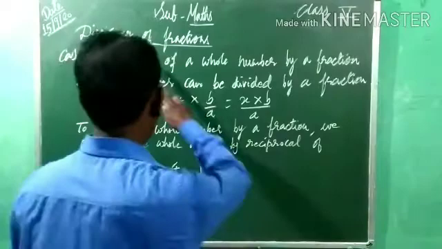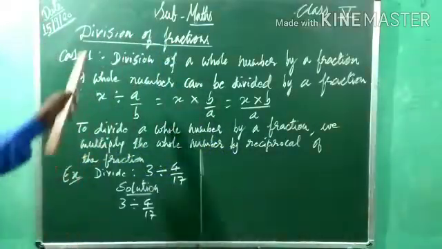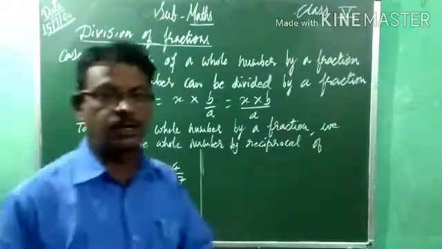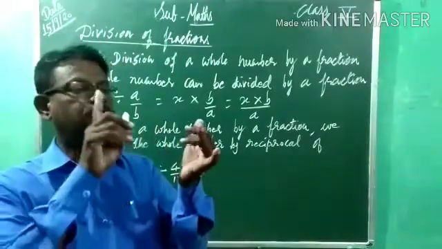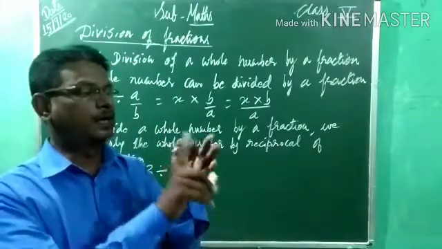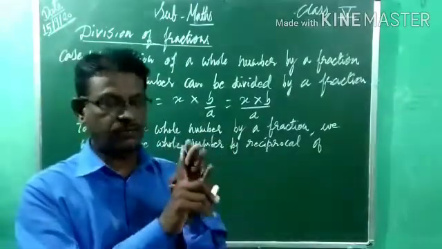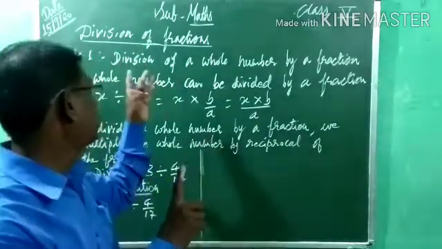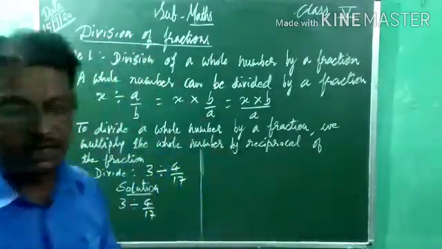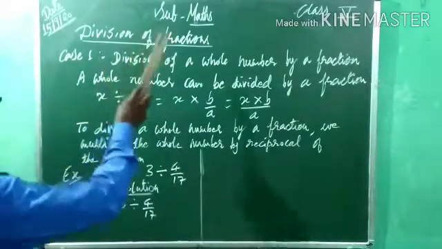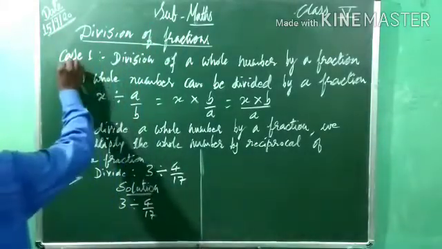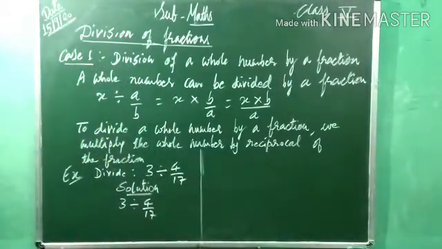Now we have to study what? Division of fractions. This is the last operation on fractions. Already we have studied addition of fractions, subtraction of fractions, and multiplication of fractions. Now we have to study the last one. Which one? Division of what? Fractions. Division of fractions, case 1. Here three cases are there. First case, division of a whole number by a fraction.